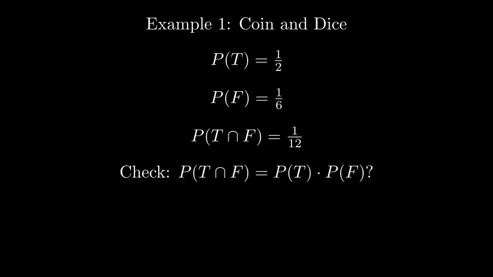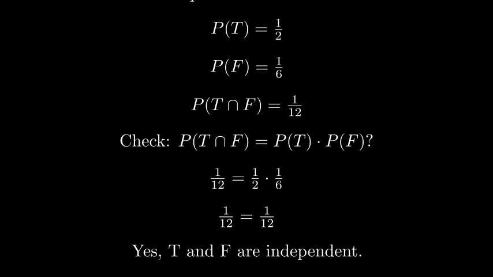Does P of T intersect F equal P of T times P of F? We have 1/12 on the left side. On the right, we have 1/2 times 1/6, which is also 1/12. The equation holds. Therefore, the events are independent. This matches our intuition. The outcome of the coin flip has no bearing on the outcome of the die roll.